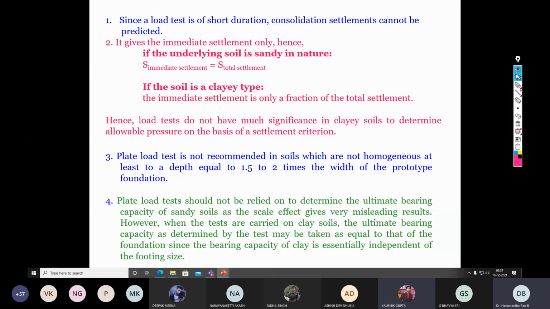So these are some important points about the plate load test. Since a load test is of short duration, these are very important points. Everybody must understand this one.